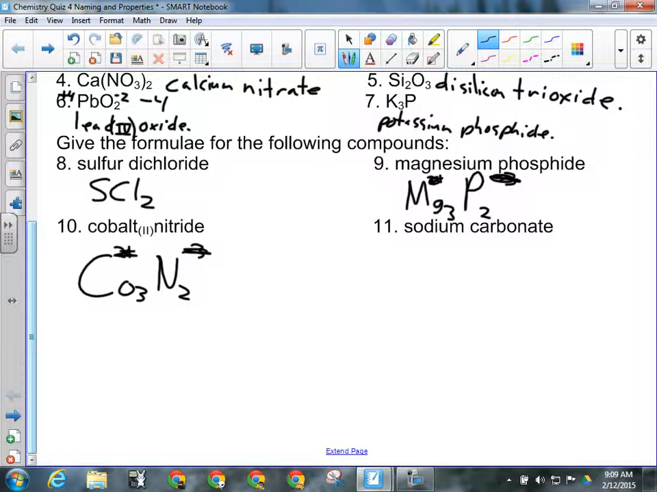And for number 11, sodium and carbonate. Sodium's a metal, so we treat this like an ionic compound because it is. Sodium is +1. Carbonate is CO3 from your table of polyatomic ions, and its charge is -2. So when we drop and swap, the 1 goes there, but we don't write 1s, and the 2 goes here. Na2CO3.